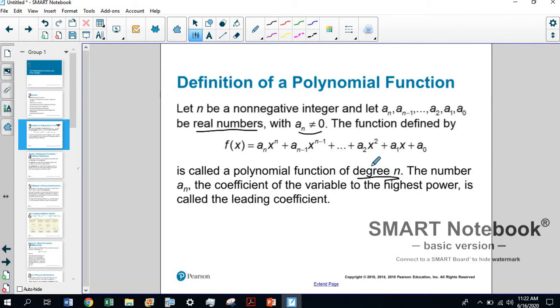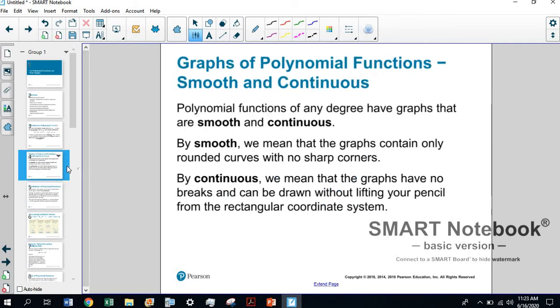So the degree of a polynomial is the highest power. And the number in front of the x with the highest power is called the leading coefficient. Both of those are going to be important for what we do later. The degree and the leading coefficient will tell you about your end behavior, which we'll talk about in a minute.